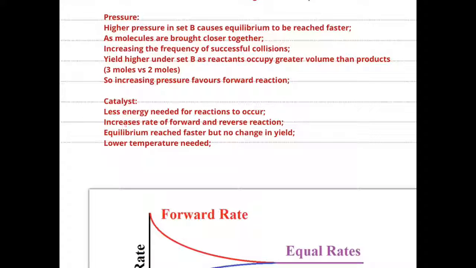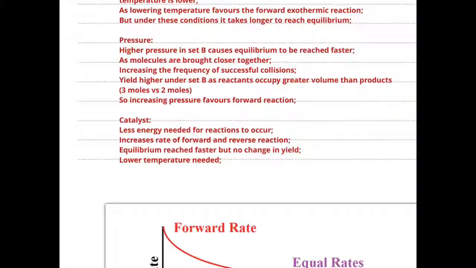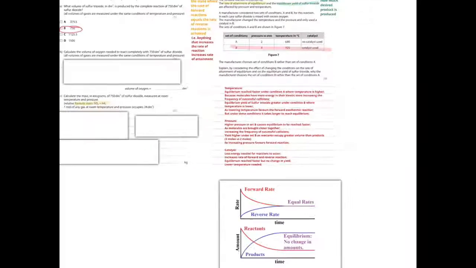Finally, the catalyst, less energy is needed for reactions to occur. So that's what a catalyst does. So it increases the rate of the forward and reverse reaction. So catalysts will not favour forward or reverse because less energy is needed on both sides. Equilibrium is reached faster, but there's no change in yield because the forward reaction and the reverse reaction are now happening just faster. But you can say lower temperature will be needed, so you can actually make this reaction operate at a lower temperature because of the use of a catalyst.